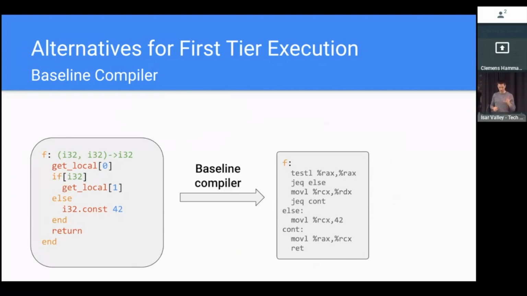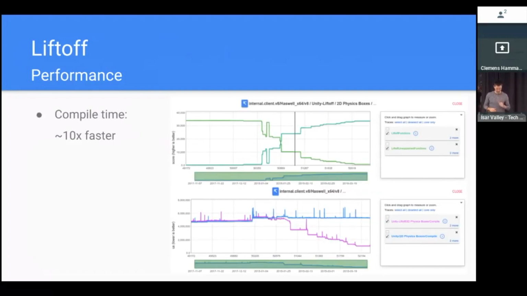Okay, so for this baseline compiler, I can actually show you actual performance numbers because we now implemented this for real. So instead of showing you prototype performance numbers, I can show you immediately how it looks. These are numbers that we generated while I implemented the first version of Liftoff for the x64 platform. On the upper half, you see the number of functions that are compiled with Liftoff versus the number of functions that are still compiled with turbofan.